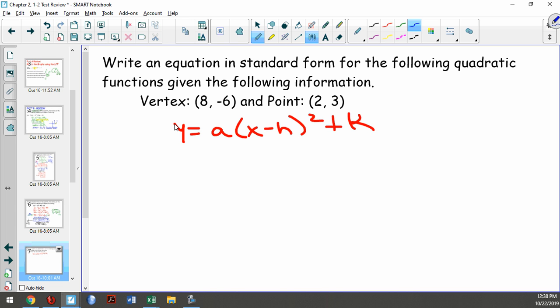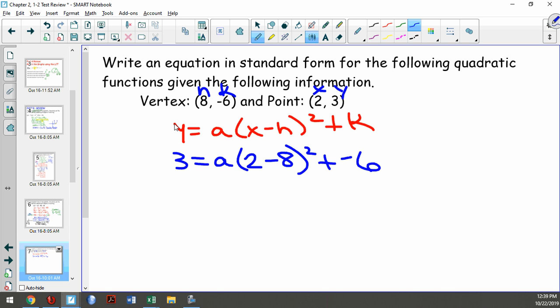Okay, what do I know the vertex to be? H, K. This is H, this is K. What do I know 2, 3 to be? X and Y. So Y is 3, A I don't know. X is going to be positive 2. H is 8, squared. K is going to be -6.